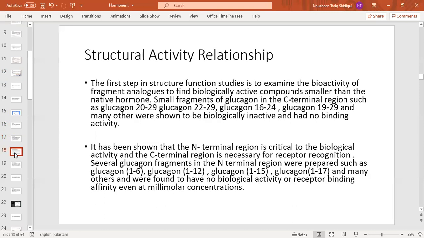And for structure activity relationship, you need to get back to the slide again where I've shown you the structure. You can see the structure on your phone as well. The first step in structure function studies is to examine the bioactivity of fragments and analogs to find biologically active compounds smaller than the native hormone.